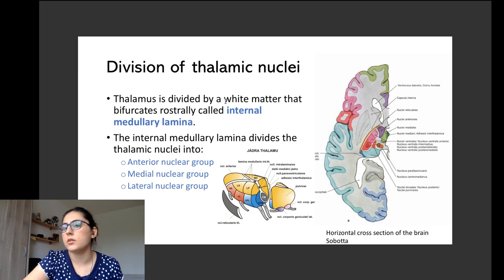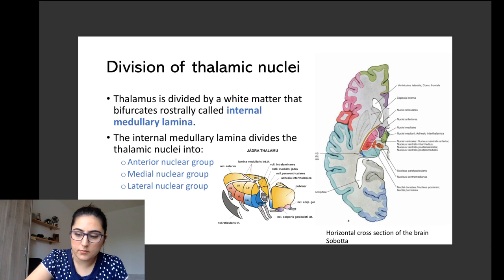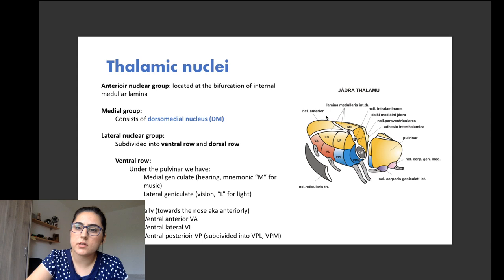Every time you talk about something in neuroanatomy, you have to specify, is it a nucleus or a white matter? For some of you, it's very obvious, and for some of you, it might not be, so I'm just making sure you all are on the same track. So we have this white matter, you can see over here, my internal medullary lamina that separates my thalamus into anterior, medial, and lateral nuclear groups. So we divided these nuclear groups anatomically into these three.